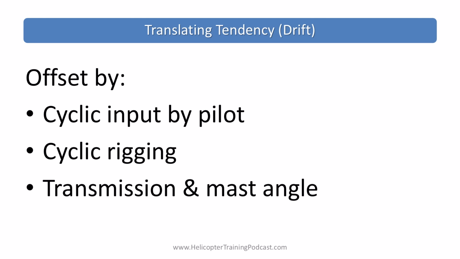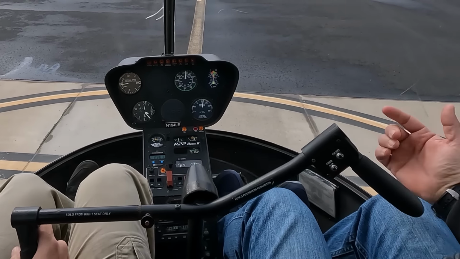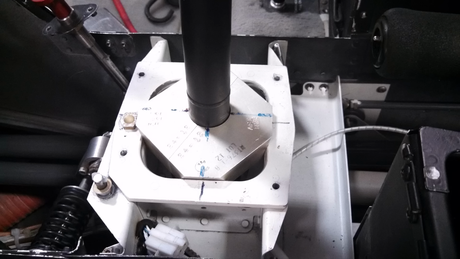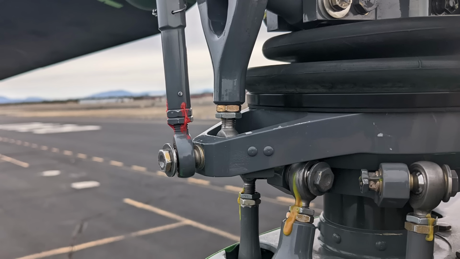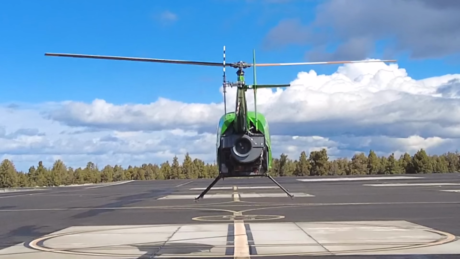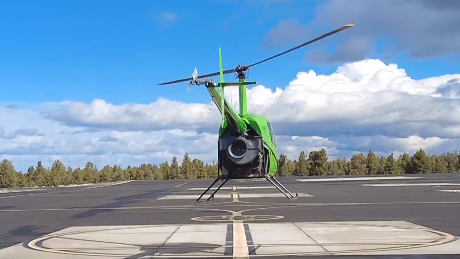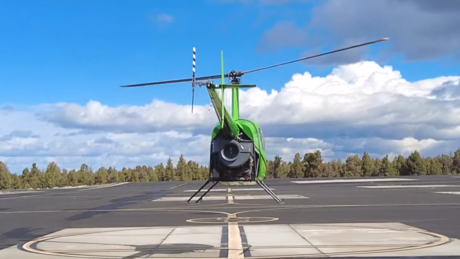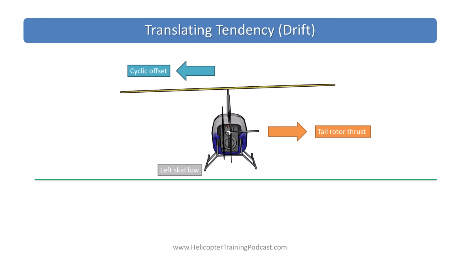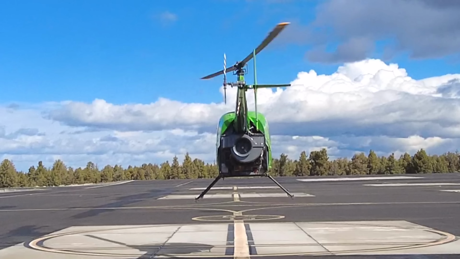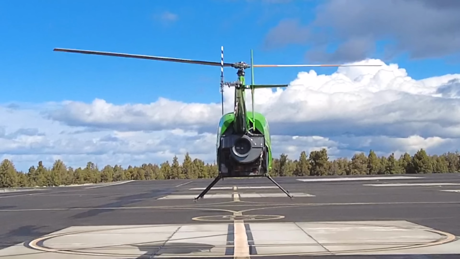So this drift is countered in a variety of ways, from pilot input with some opposite cyclic, to cyclic rigging, so your center position actually has some input already on the rotor system, to also an offset of the main rotor transmission mast. In the R-22, I believe the drift is offset by cyclic rigging and pilot input. Whatever the way of opposing this drift, it often causes the helicopter to sit slightly tilted away from the translating tendency. So the R-22 often sits with the left skid slightly low in a hover. But of course, wind and weight distribution can affect that too.